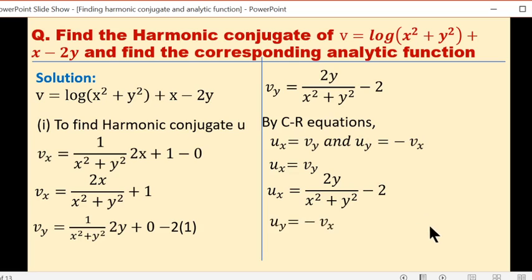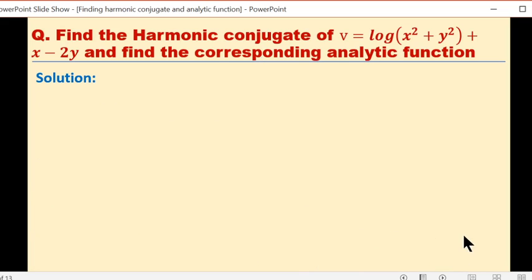Next we need uy. For that we will use the condition uy equal to minus vx. We will substitute vx in it, so we get uy equal to minus of 2x upon x square plus y square plus 1. Let's open the bracket. So we get uy equal to minus 2x upon x square plus y square minus 1.